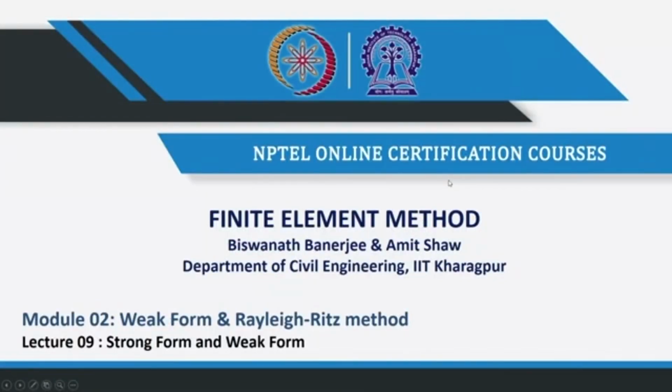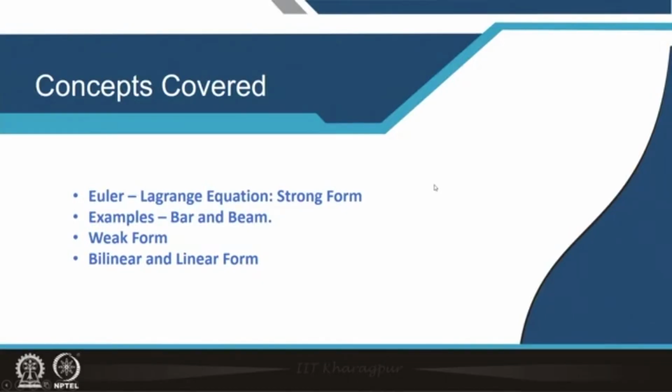Welcome. So we are now in lecture 9. In this lecture we will learn what is strong form and what is weak form. To start with, we'll use what we have learned in the previous lecture, for instance, the Euler-Lagrange equation and its boundary condition. Then we will go for bar and beam problem. So we will briefly discuss that. Then we will introduce the weak form, or basically the weighted integral statement of a differential equation. And then we will also learn how bilinear and linear forms are defined.